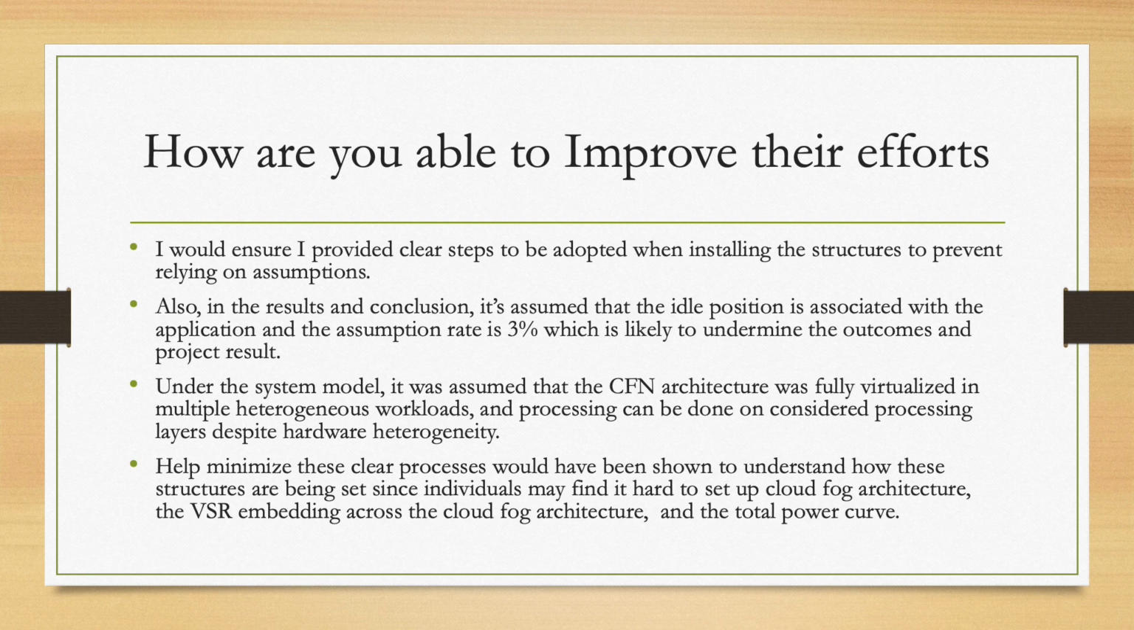And then in the system model, they assume the cloud fog network architecture was fully virtualized with multiple heterogeneous workloads, and that processing can be done on the considered processing layers only despite the hardware heterogeneity. To help minimize this, a clear process should have been shown to understand how the structures are set up, since individuals may find it hard to set up a cloud fog architecture. And then the virtual service requests are embedded across the cloud fog architecture, and the total power curve.